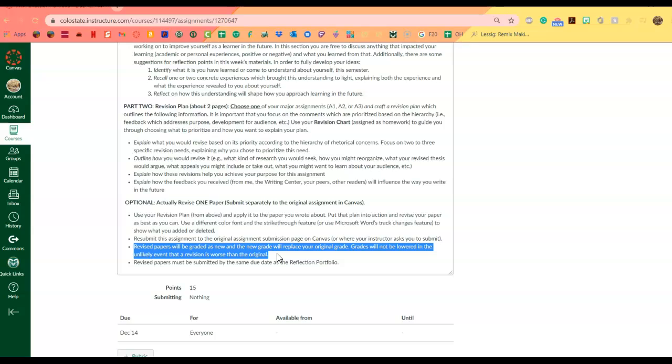I will never put it lower than the original grade you received, and I will always bump it up at least a little bit, just for trying your revision. But I will regrade it as a new assignment. So I will treat it as if you would turn it in like this the first time, and I will give you what I think you deserve.